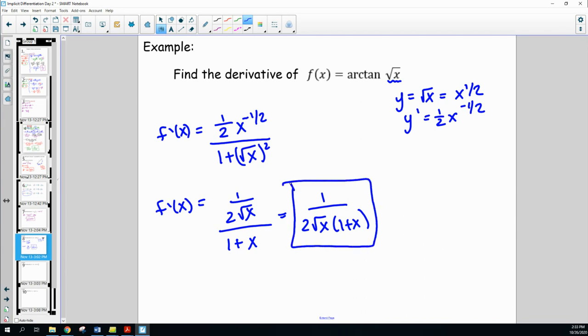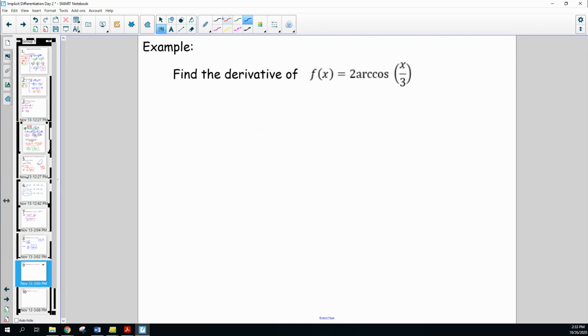And that is fully simplified. Okay, let's look at another one. So here we have the function x over 3. So the derivative of that, d over dx, would be 1/3.